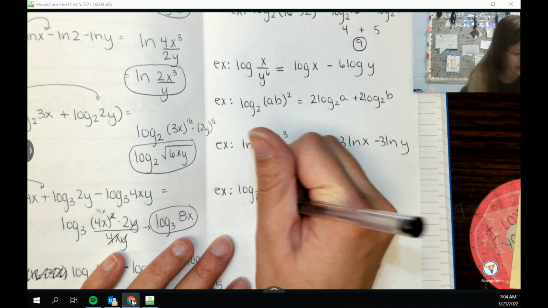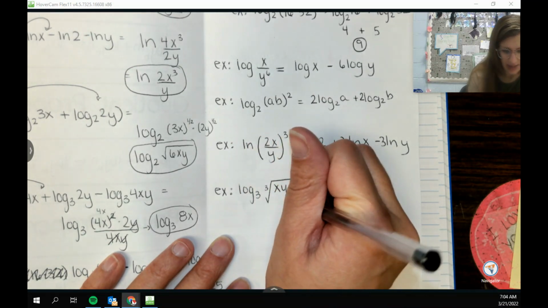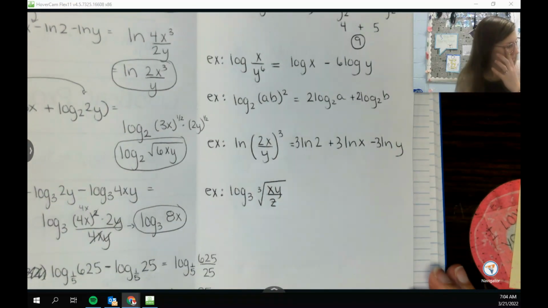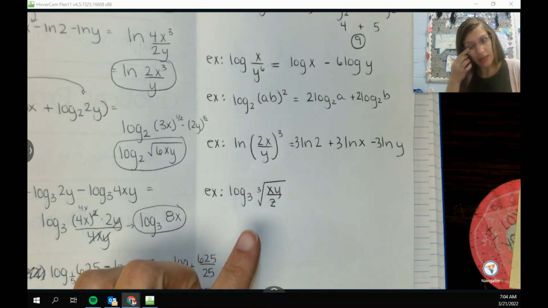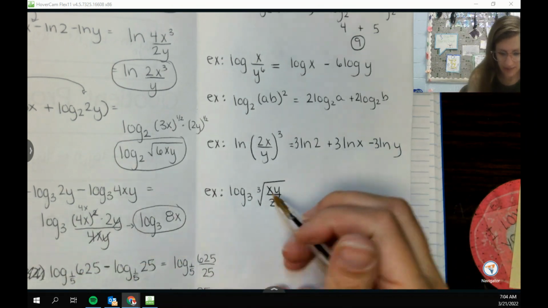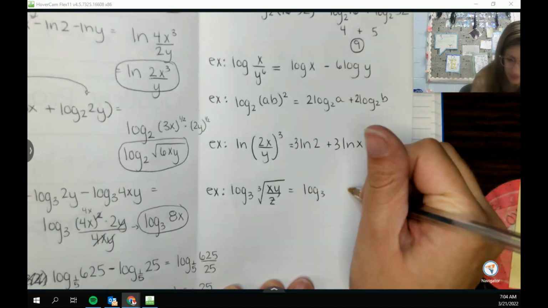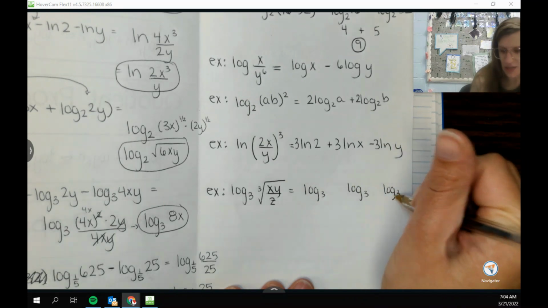Let's say we had log base 3 of the cube root of xyz, like this. Okay, so again, I can tell that I'm going to need 3 logarithms because we have 3 numbers. So log base 3, log base 3, log base 3.